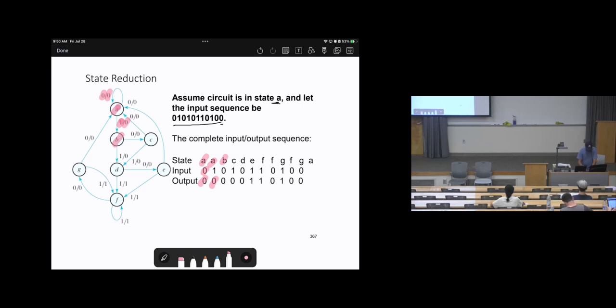Then in B, if the input is 0, the output is 0, and the next state is C. Here is C, and so on. You know how to do it, and keep following it to the end.